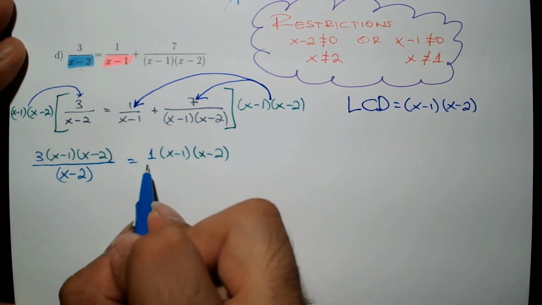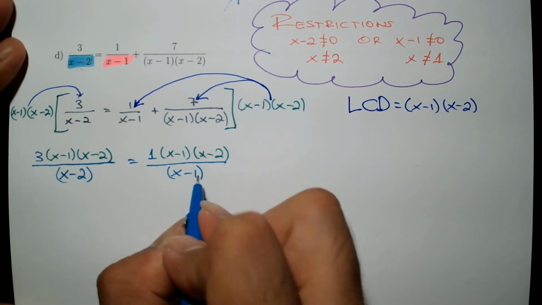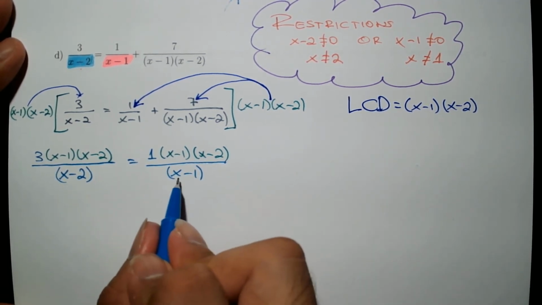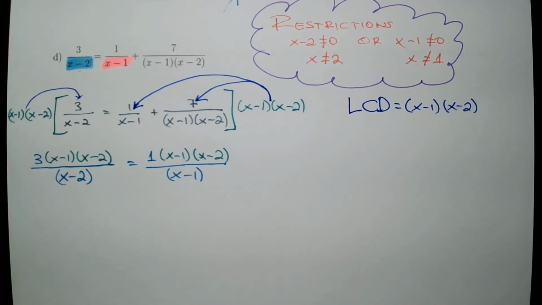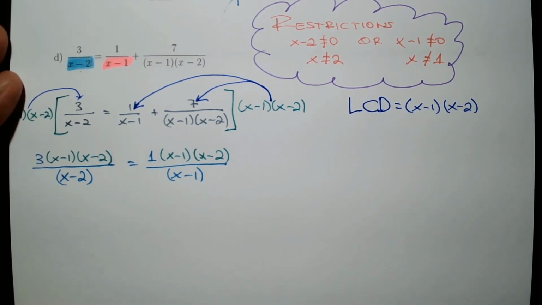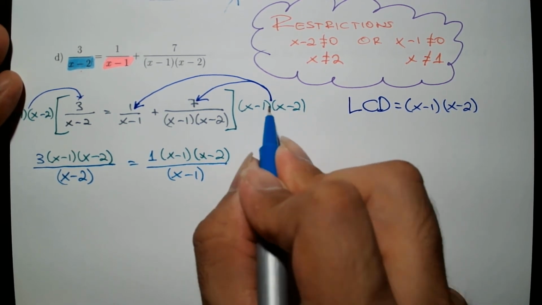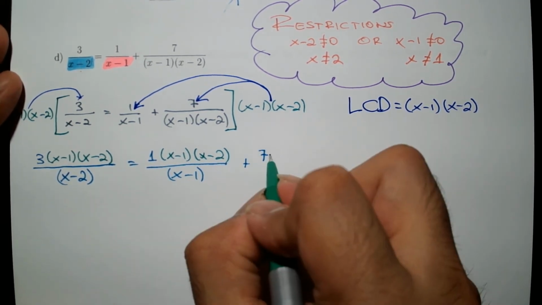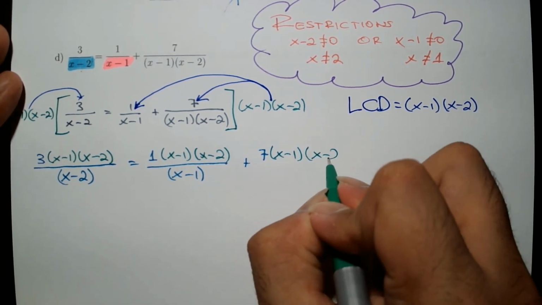Divide that by x minus 1. I'm going to keep parentheses, even though we don't need them here or there, just so it looks like what I am about to cancel. Okay, let's do the last part of the distribution, which is going to be plus 7 times the product of these two quantities in green, which is x minus 1, x minus 2.